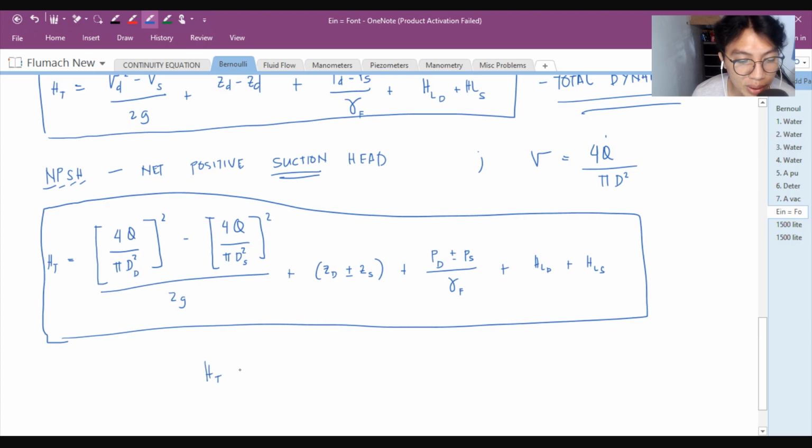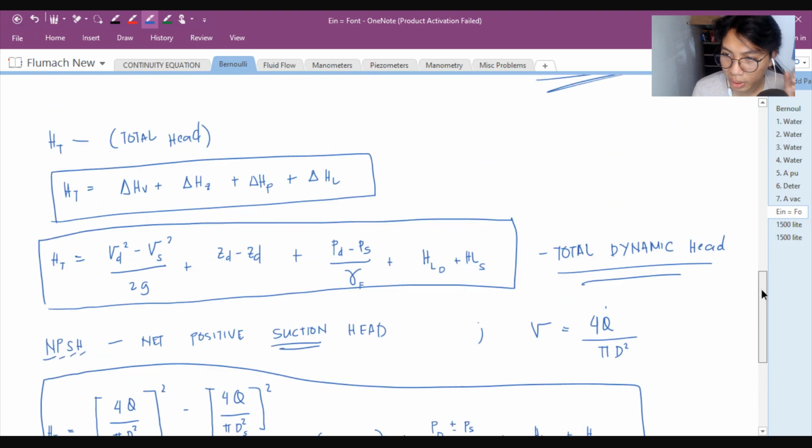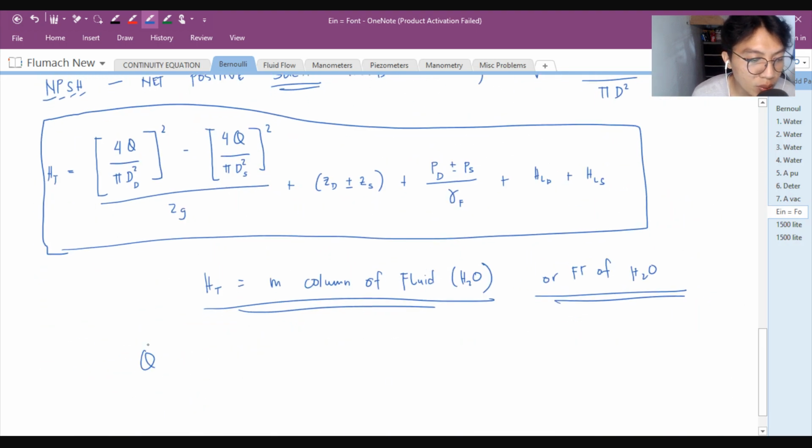Now, what is the measure of your total head? The total head is measured in meters column of fluid, which is commonly H2O, water. Or feet of H2O. That's all. Now, back to Q. Q is commonly measured in cubic meter per second, Qmax, Qmin, and cubic meter per minute.